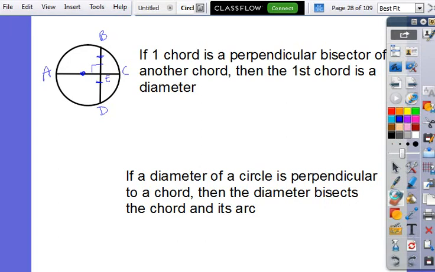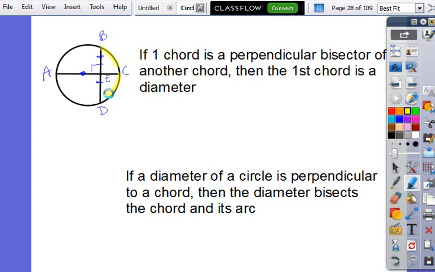So what you'll probably see is that right there. If I see that, then I know it's got to be a diameter and go through the center. The second one says, if a diameter is perpendicular, then it cuts it in half. So what that would be is something like this. If I see that right there, I've got a diameter because it's going through the center and it makes a right angle, then I can say those two pieces are the same and those two pieces are the same.